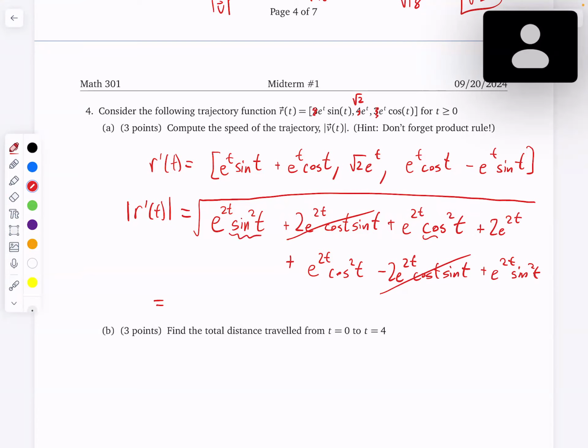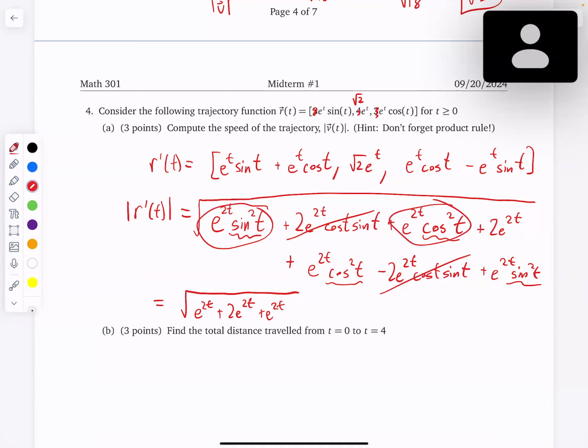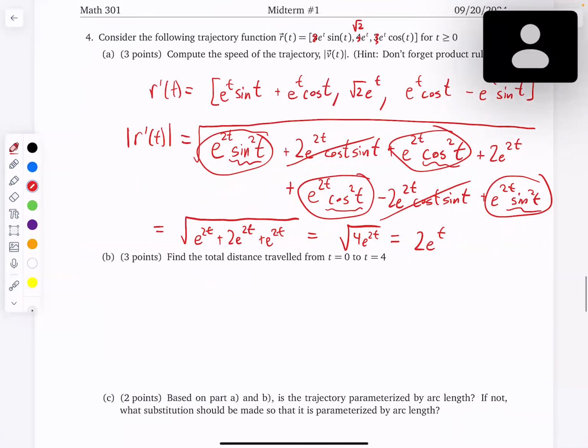This sine squared plus this cosine squared gives us a 1. Same with that cosine squared and that sine squared. And so what I'm left with is square root e to the 2t plus 2e to the 2t, and then plus another e to the 2t, because this one combines with that one to give me an e to the 2t, and that one combines with that one to give me an e to the 2t. And so what we are left with is square root of 4e to the 2t, which actually is a perfect square. It's just 2e to the t. So that is what the speed is, 2e to the t.